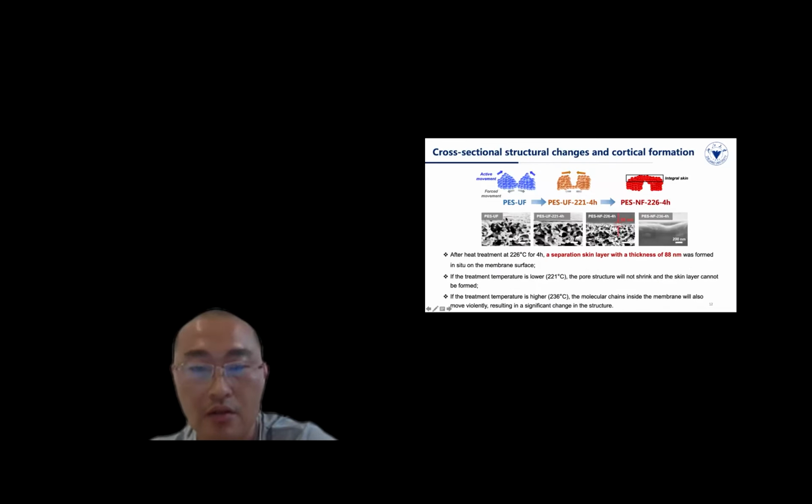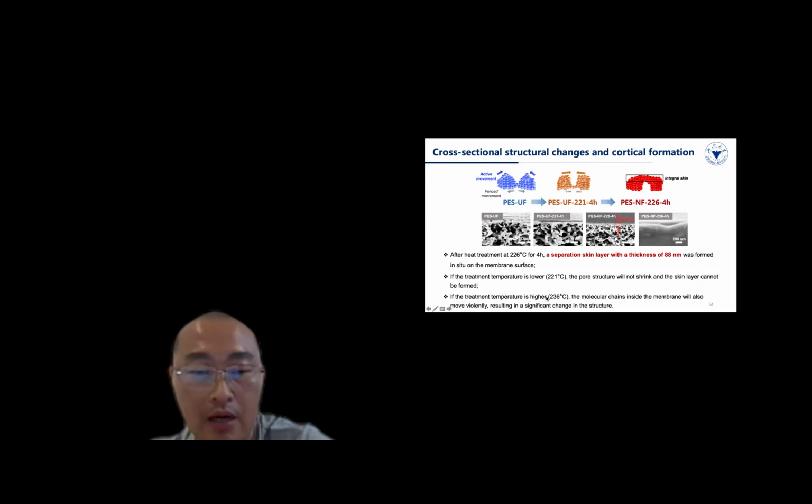After that, we also checked the membrane cross-section structure and morphology. We can see after 6 hours of treatment, the membrane has a very thin dense separation layer. The thickness was around 88. We can also see that if the temperature was lower, for example 232 degrees, we cannot see the very thin separation layer.